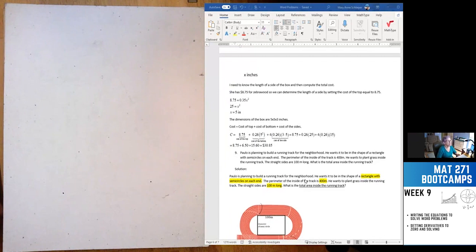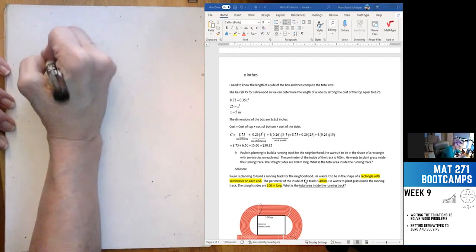Paolo is planning to build a running track for the neighborhood. He wants it to be in the shape of a rectangle with semicircles on each end, because that's what running tracks look like. The perimeter of the inside of the track is 400 meters. He wants to plant grass inside the running track. The straight sides are 100 meters long. What is the total area inside the running track?